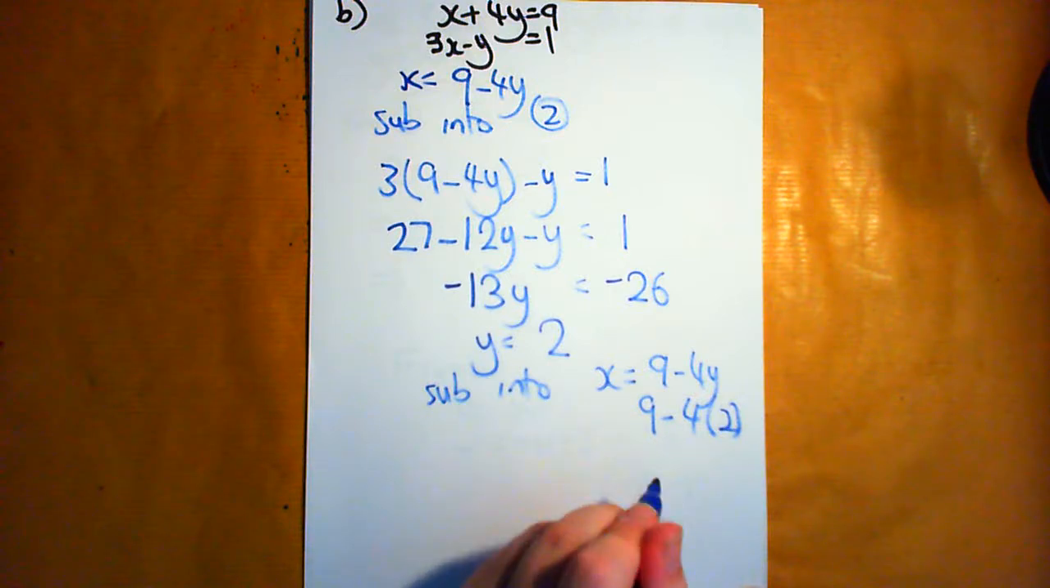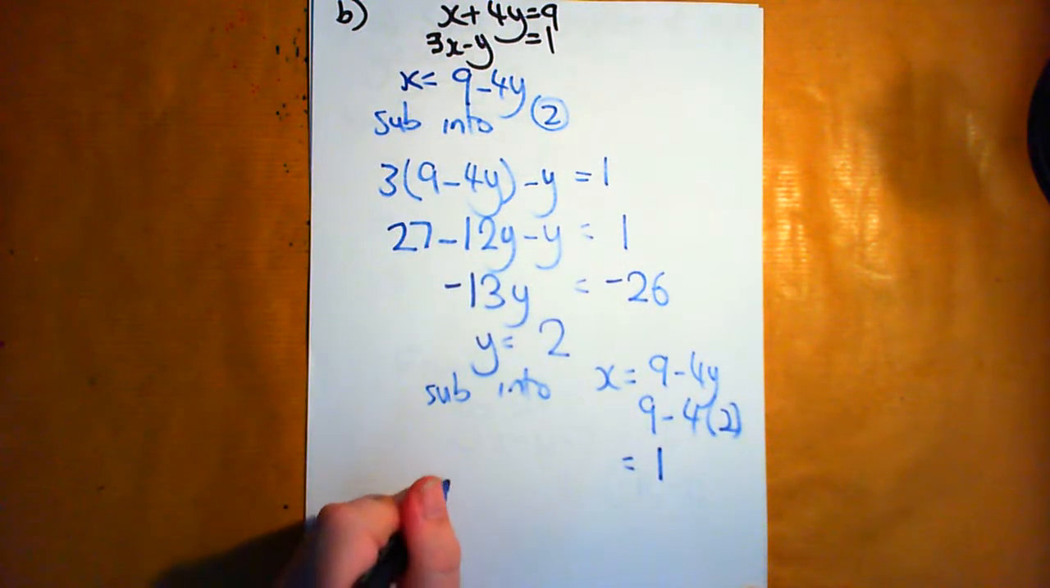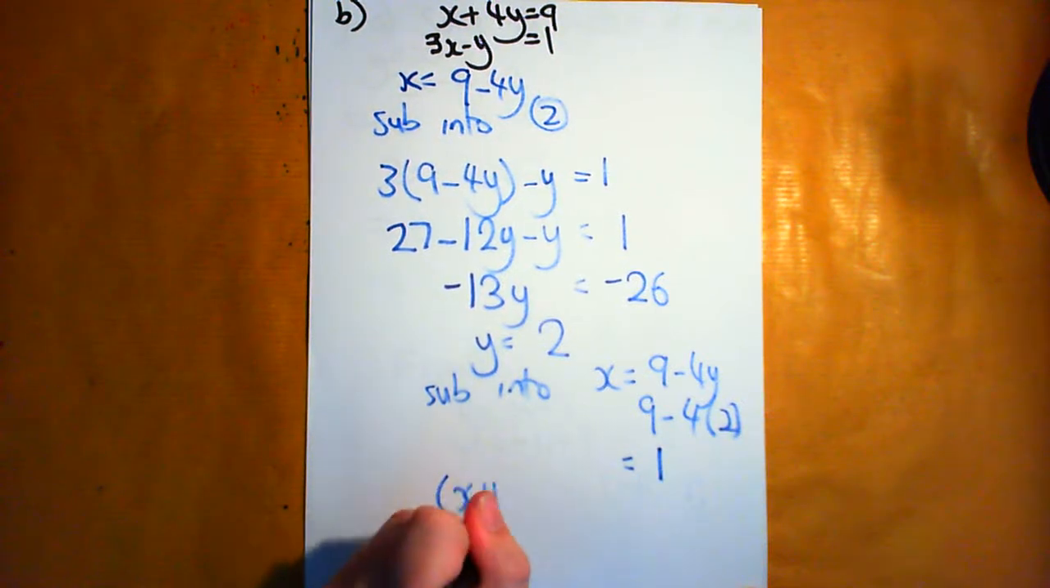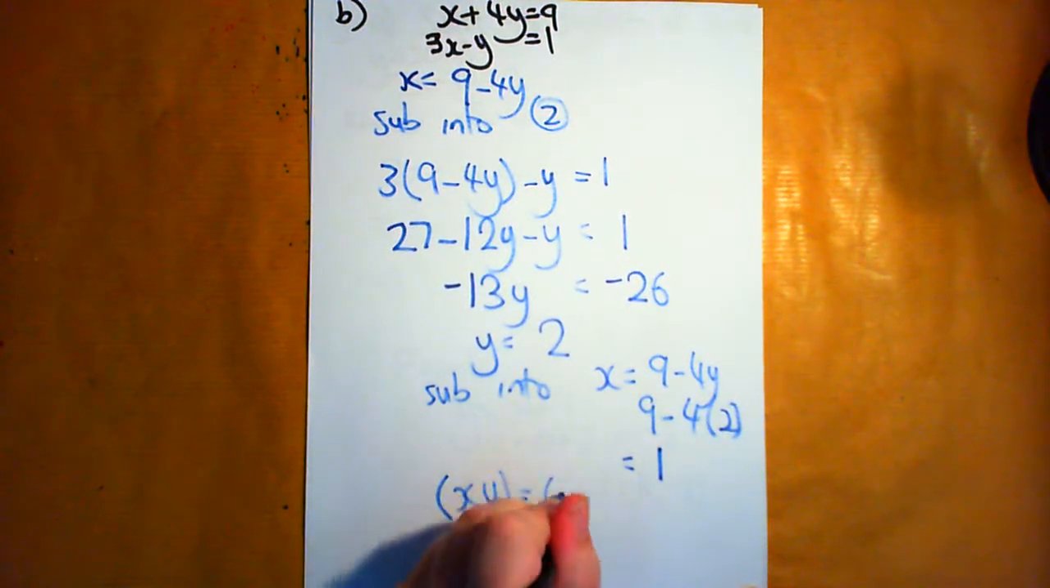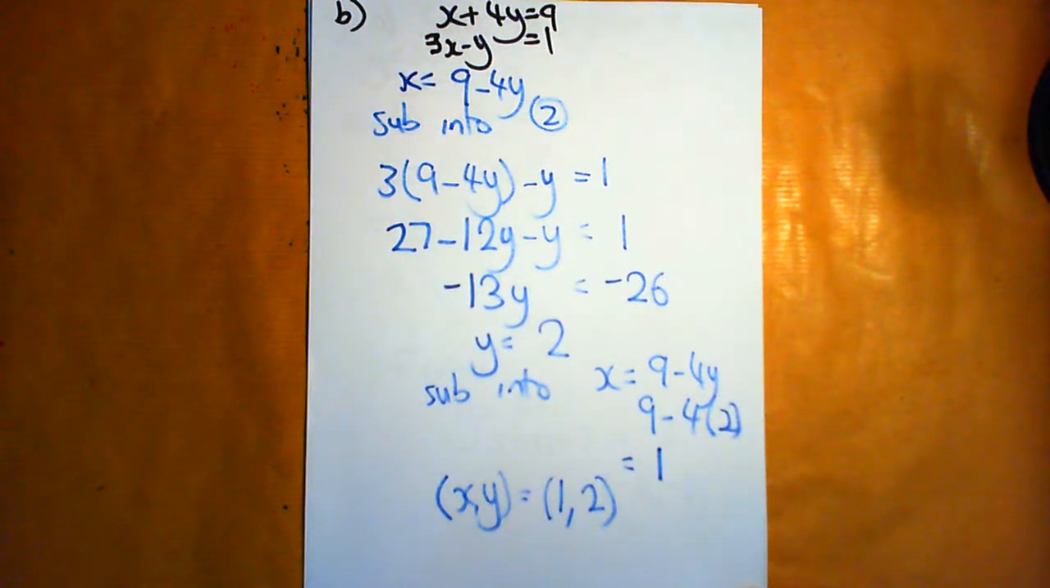9 minus 4 times 2 is 9 minus 8, which is 1. So your solution is (x, y), x first, which was 1, and y was 2. So let's check that by substituting into the other equation, into 3x minus y. So 3x minus y is 3 times 1 minus 2, which is 3 minus 2, and we do indeed get 1 there, which is good.